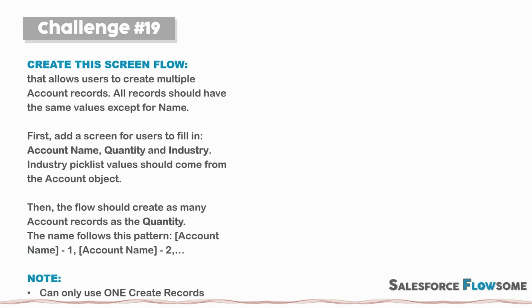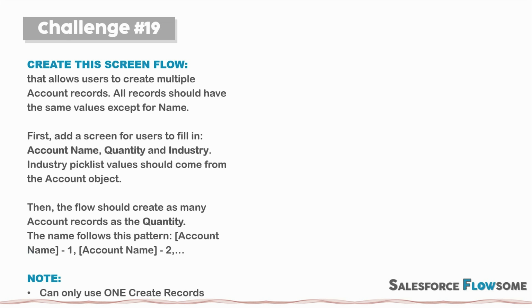Then we talk about challenge 19. Challenge 19 is create a screen flow that allows user to create multiple account records. All the records should have the same values except from name. First, I want to have a screen for users to fill in the account name, quantity, and industry. And the industry pick list should come from the account object.